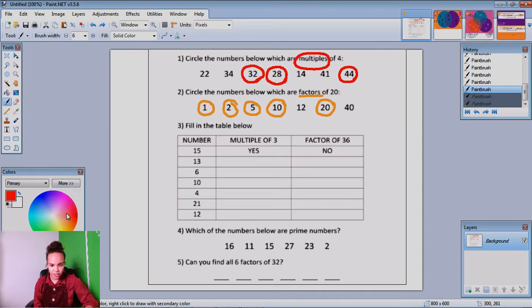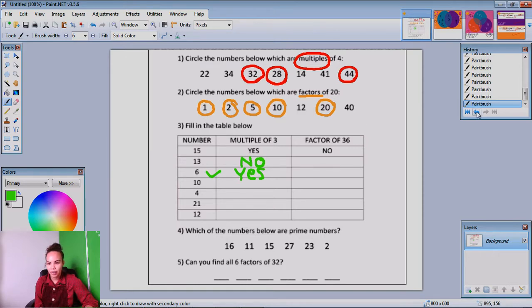Okay, let's try to fill in the table. So it says the number, we have to say yes or no. Let's use green for this. Is 13 a multiple of 3? No. 12 is a multiple of 3, but not 13. Okay. Let's do multiples first. Is 6 a multiple of 3? Yes, it is the second multiple of 3, right? 3 times 2 is 6.